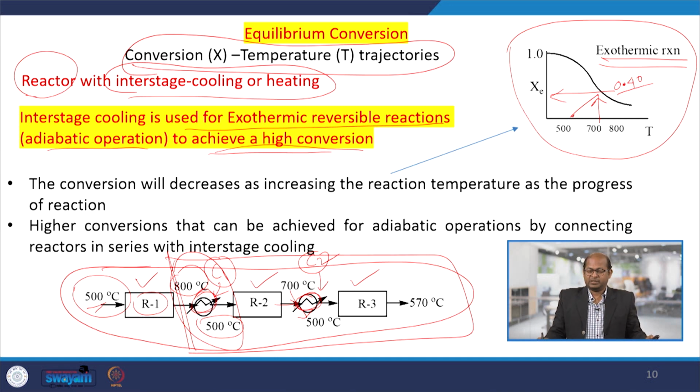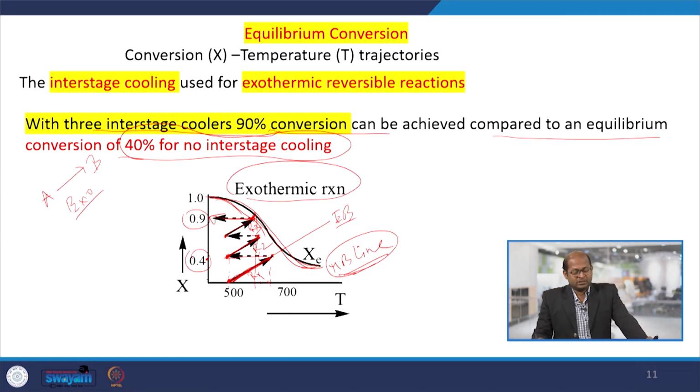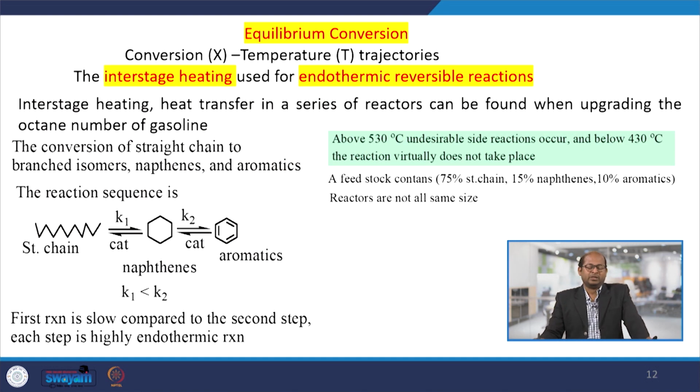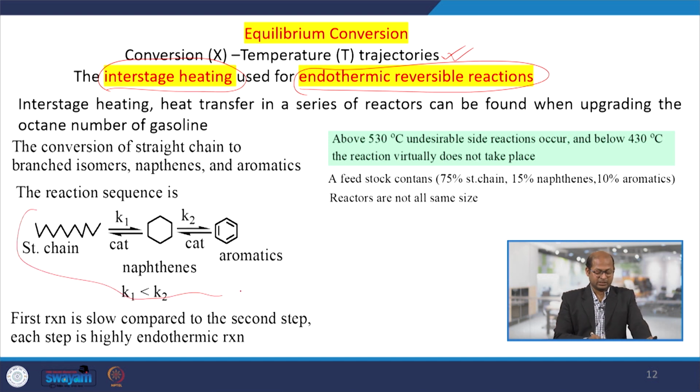But for the same reaction, with interstage cooling we can achieve higher conversions, that way 90% conversion. This is the beauty of temperature and conversion trajectories with interstage cooling. Similarly for endothermic reactions, interstage heating is required, just as exothermic reactions require interstage cooling, and here we are conducting reversible reactions.